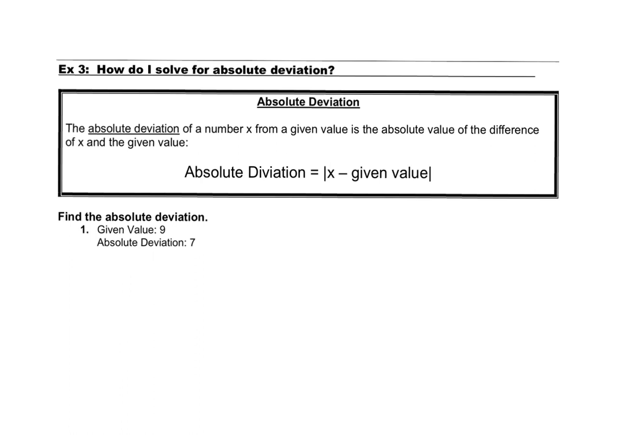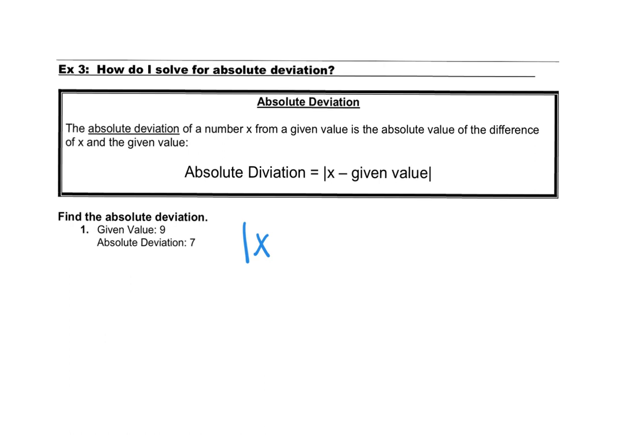Okay, for example number 3, we're going to be looking at absolute deviation. So it says the absolute deviation of a number x from a given value is the absolute value of the difference of x and the given value. So for example, when you see find the absolute deviation where the given value is 9 and the absolute deviation is 7, what we're going to do is write it like this.